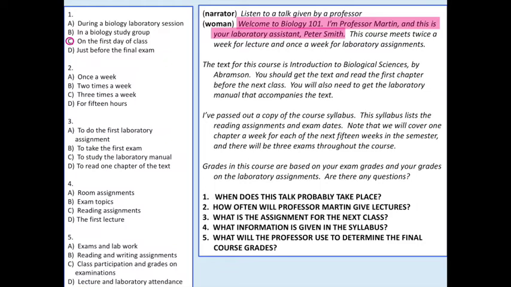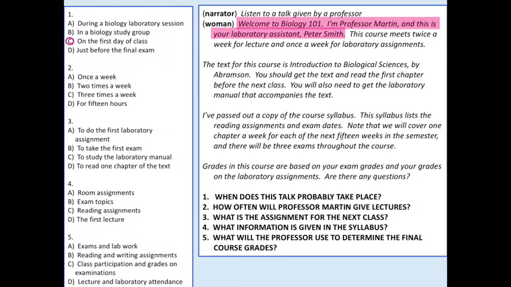So we can make an educated guess that the answer to number 1 is C, cat, on the first day of class. The professor probably does not introduce herself and give the name of the laboratory assistant every day. She's only doing it on the first day of class because the students are new to the class.